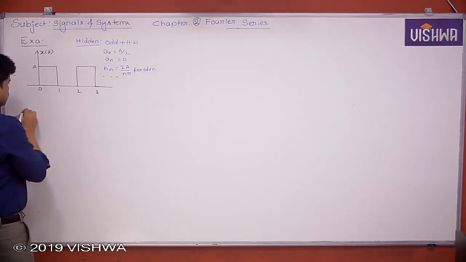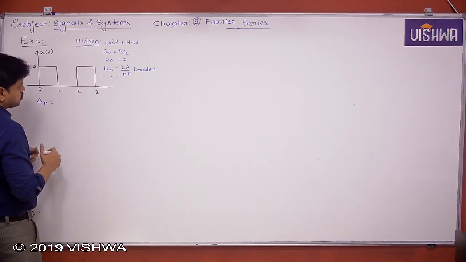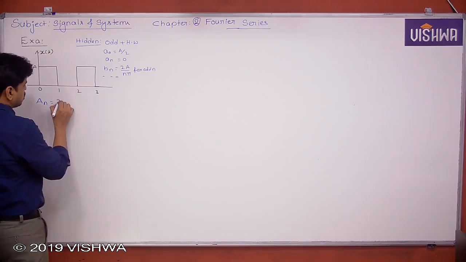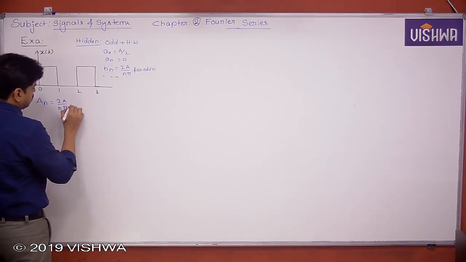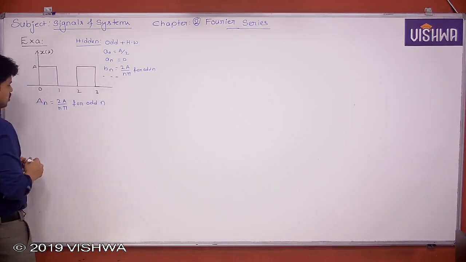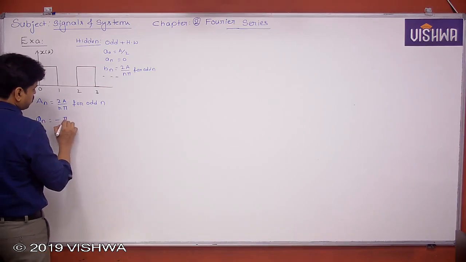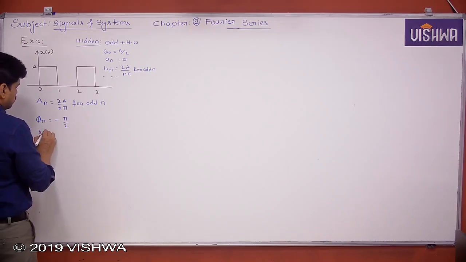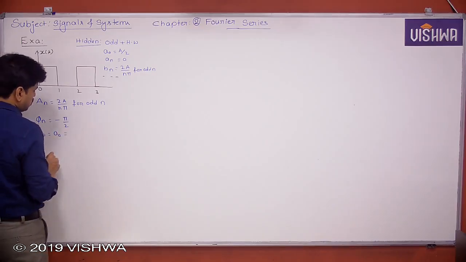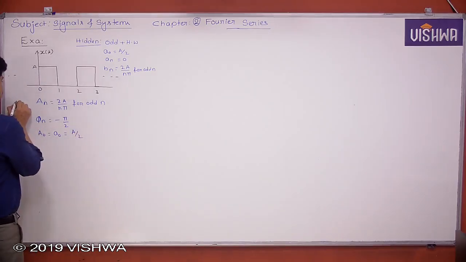And we have seen what An is. What is An actually? Root of an square plus bn square, so that is nothing but 2A by n pi for odd values of n. And phi n is equal to minus pi by 2. That is also we have seen. And A0, which is the same as small a0, is also equal to A by 2.